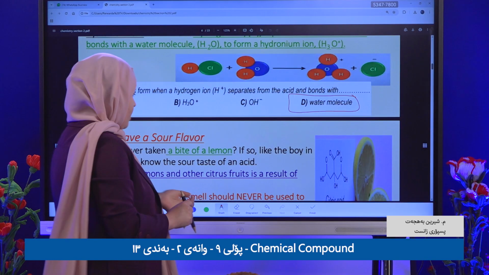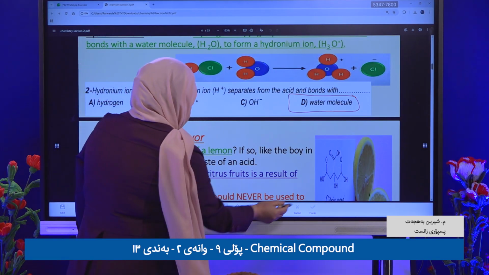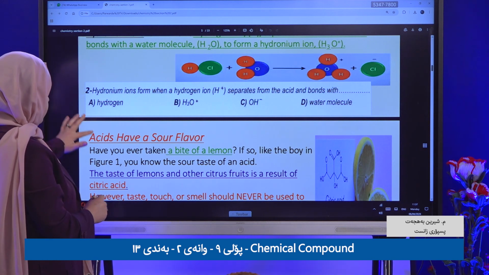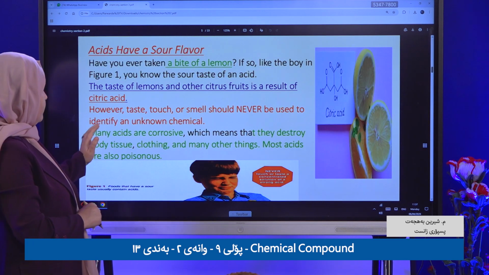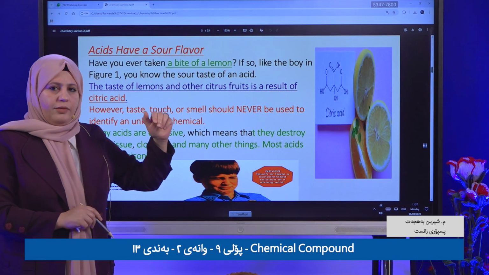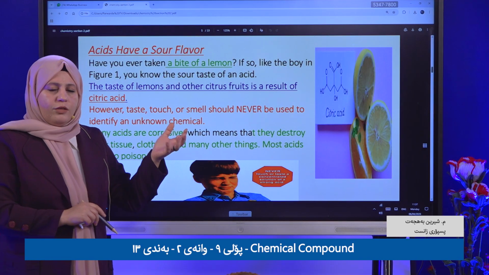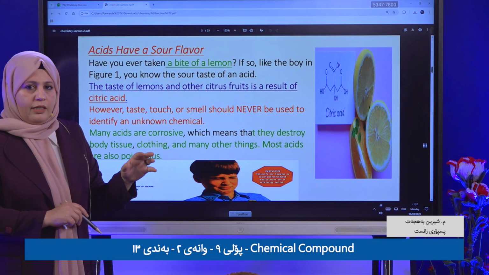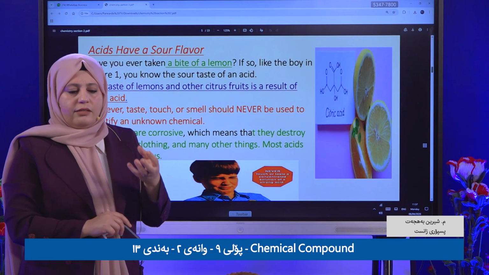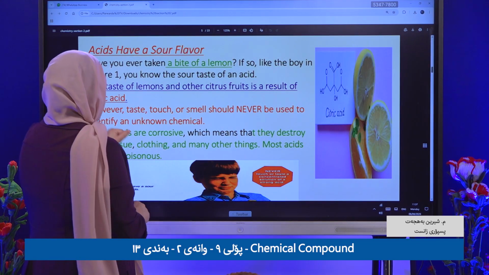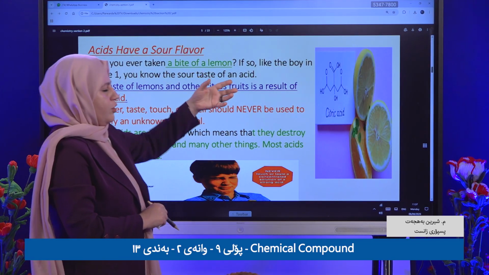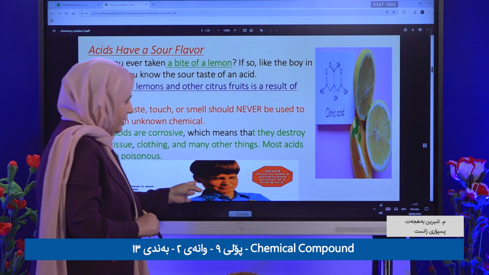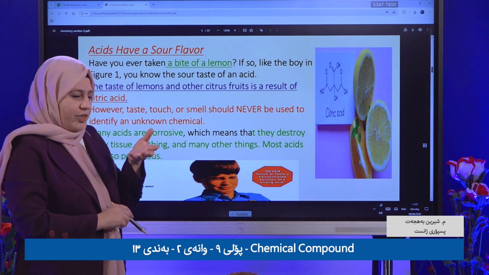Clear? Okay. Let us go to the first property: acids have a sour flavor. As we're talking about, it is the main property of acid. What is it? Sour flavor, but not only; the sour taste alone does not always tell us it is an acid or base, so be careful. Have you ever taken a bite of lemon? When you take a bite of lemon, what happens to your face? It starts to look like this, like the boy. Why? Because it's sour, right?